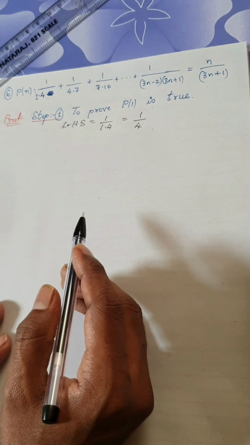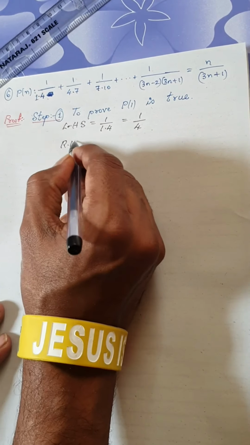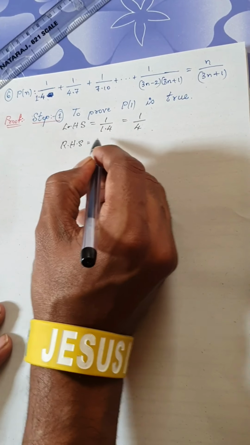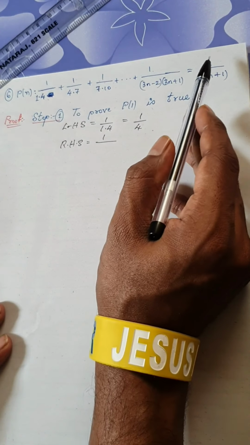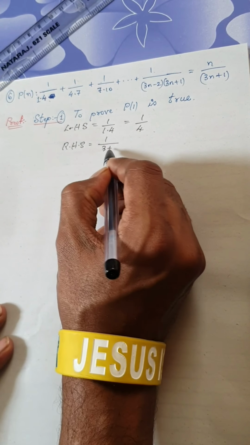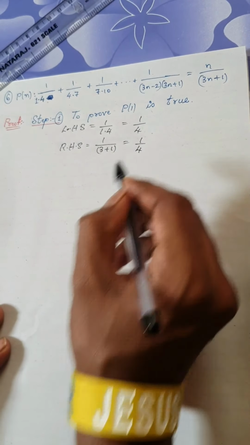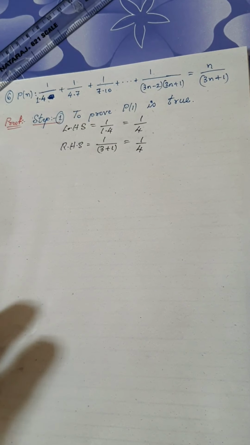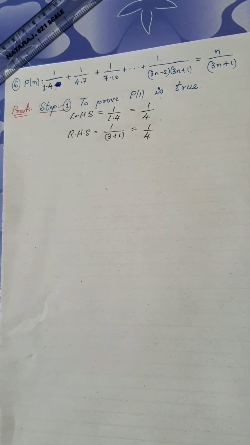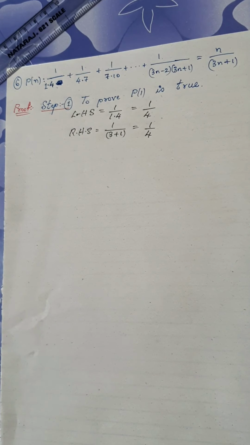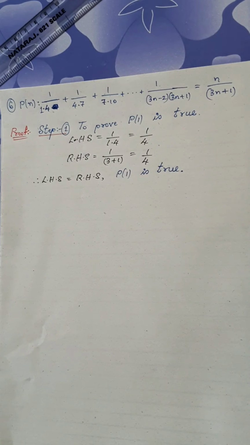Let us check with the RHS. The RHS is given by 1 divided by, because n is equal to 1, put 3 into 1. So what you will get, 3 into 1 is 3, plus 1. So this is nothing but, again here you are getting 1 by 4. So this proves our step 1. Write the conclusion for step 1: LHS is equal to RHS, therefore P of 1 is true. Fine. Let's move on to step 2.